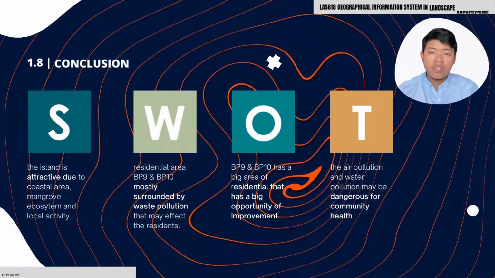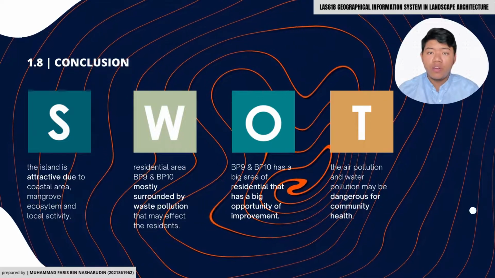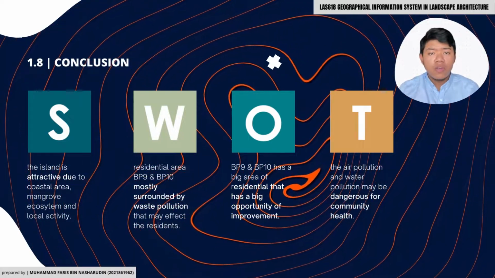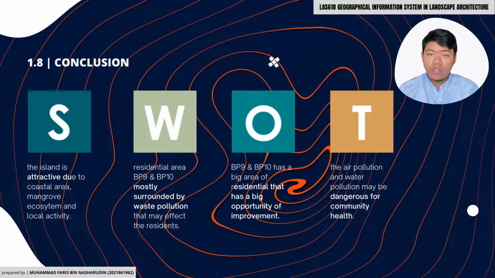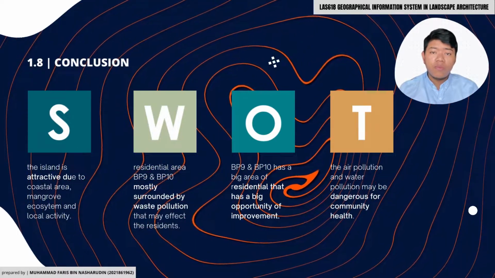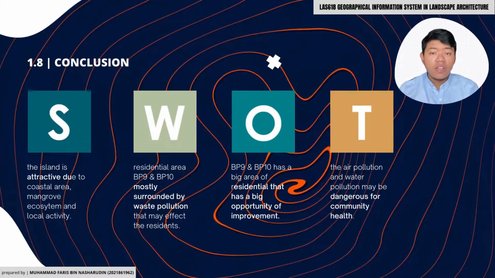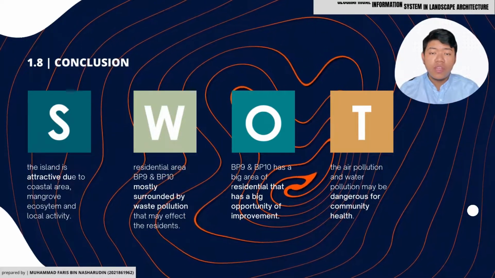For conclusion, the strength is that the island is attractive due to the mangrove and local activity. For weakness, BP9 and BP10 are surrounded by waste pollution, and there is opportunity for improvement at the residential area. Finally, the threat is that the pollution is dangerous for community health.